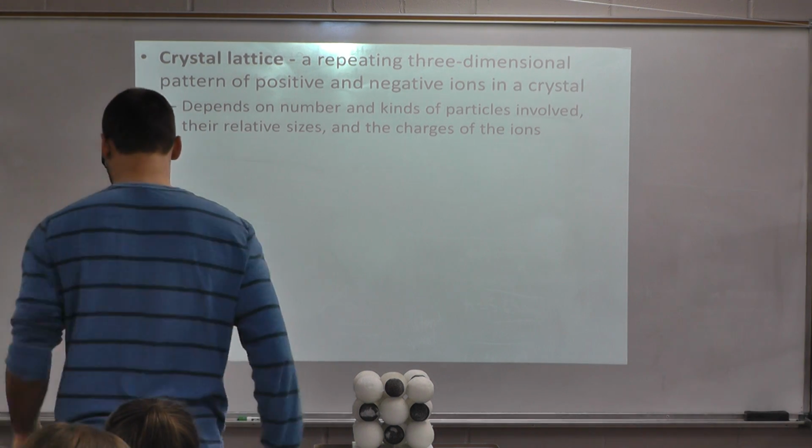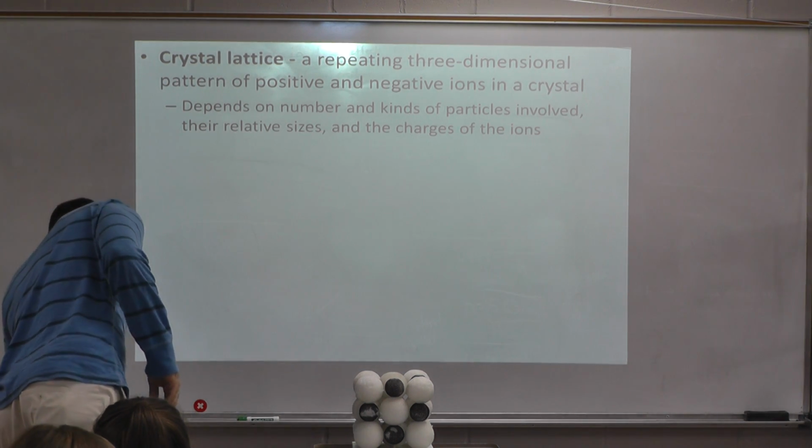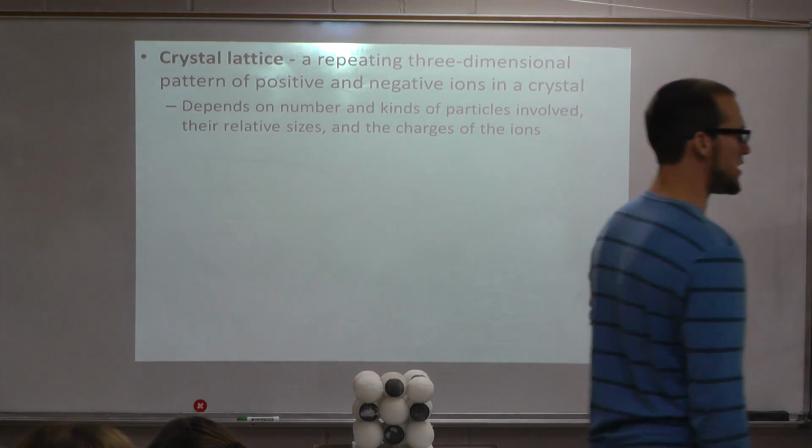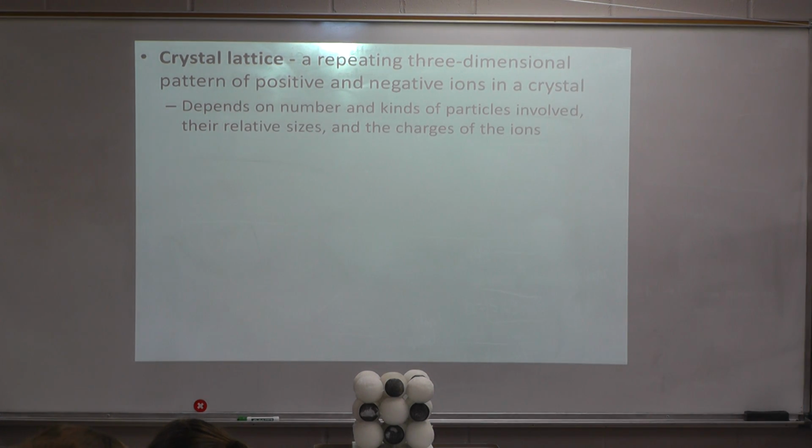Okay. So what a crystal lattice is, is the structure of an ionic compound, essentially, when it's in solid form. Okay? Now, it says it is a repeating three-dimensional pattern. Repeating. So what type of solid do you think we're talking about? Crystalline. Why? It's called a crystal lattice.